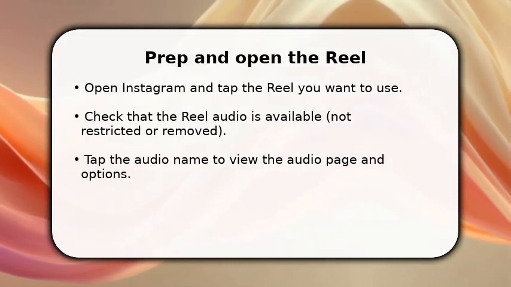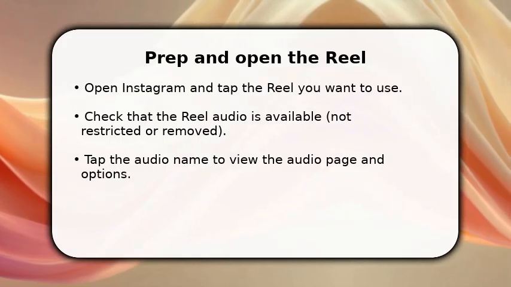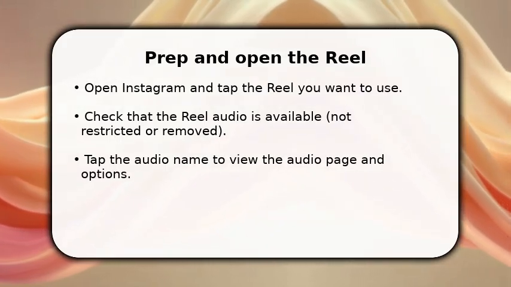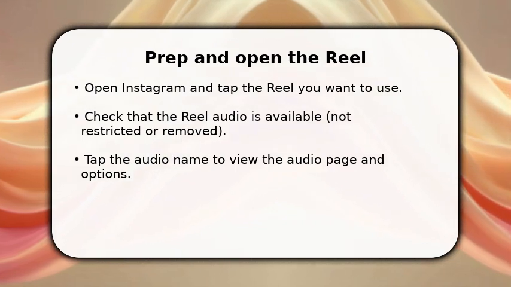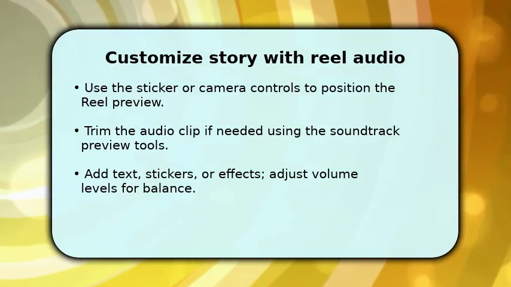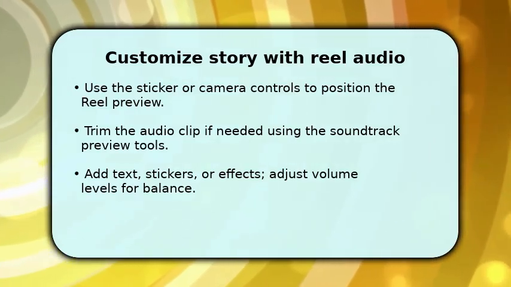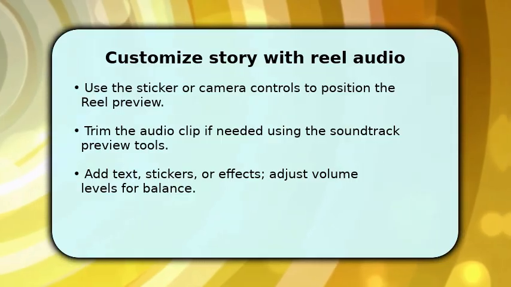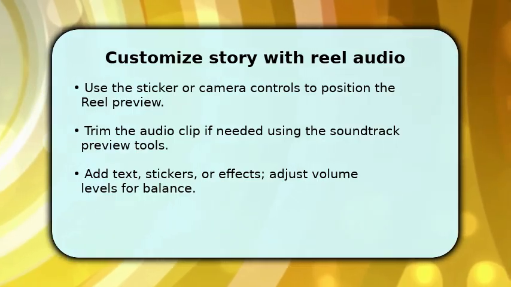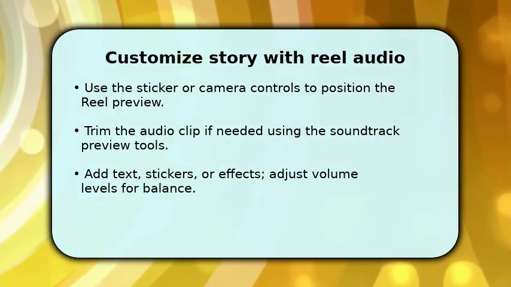This immediately loads the audio with the reel preview, so you can begin composing your story without extra navigation or downloads. Once the reel lands in your story composer, position the mini reel card where it won't hide important visuals and pinch to resize if needed. Tap the audio waveform or music sticker to trim the clip. Select the exact start and duration so the hook plays at the right moment.